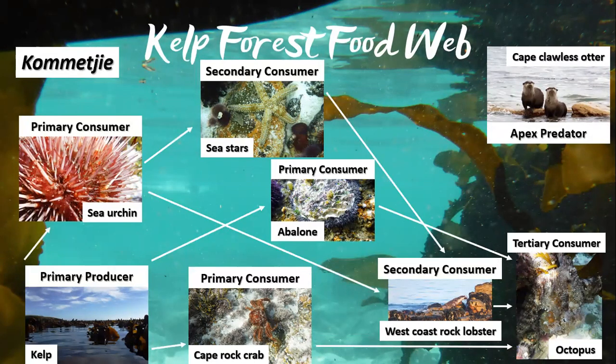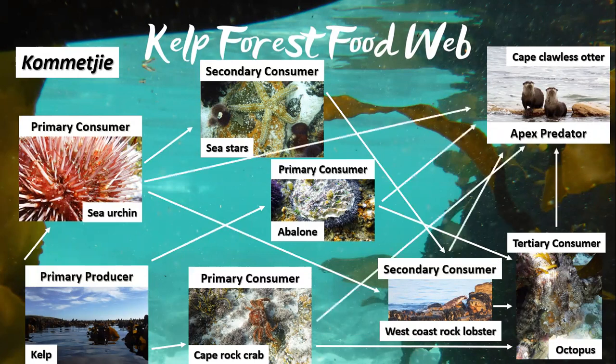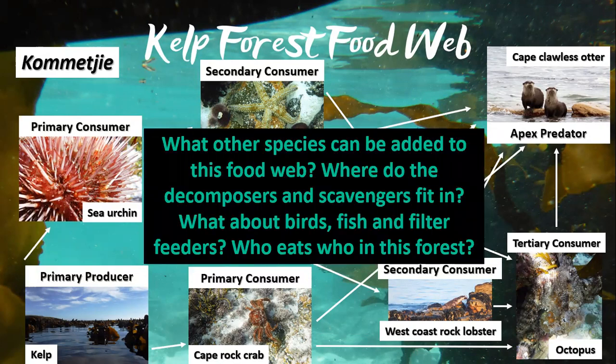What do you think otters eat? So their diet includes sea urchins, west coast rock lobster, octopus, crabs, and abalone. Basically all of them. As I mentioned, I've kept this food web fairly simple. So can you think of any other species that can be added? And where would they fit?